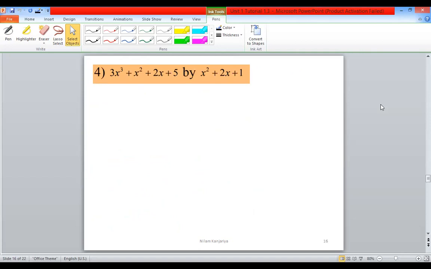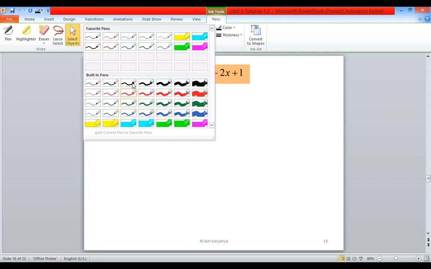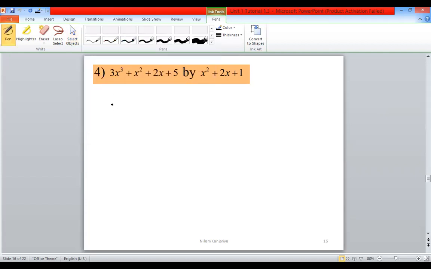This is question number 4. One polynomial is divided by another polynomial. How? Look here. This is your polynomial x squared plus 2x plus 1, and it is divided by the given polynomial, and your given polynomial is 3x cubed plus x squared plus 2x plus 5.